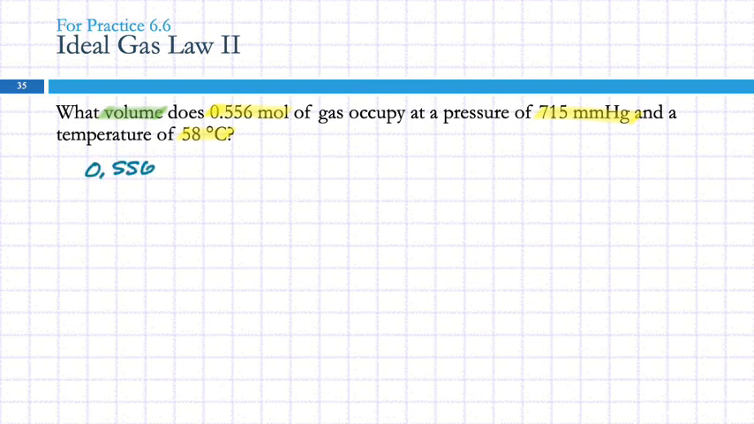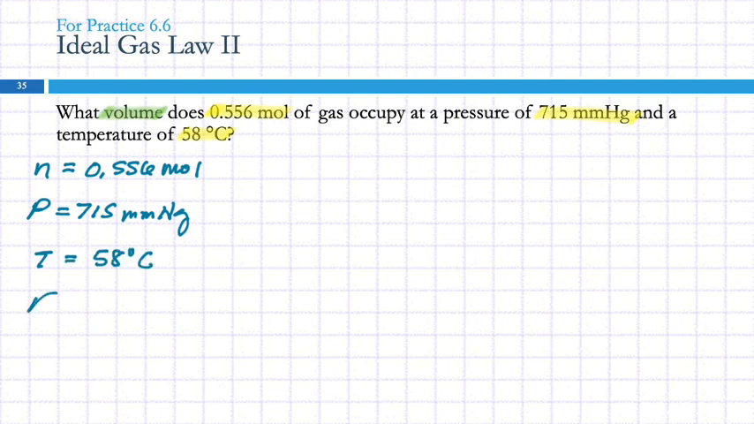So 0.556 moles of gas. They don't tell me what that is, right? But moles, that's the amount of gas in moles, that's what we call n. And then they do come out and say that this is the pressure, 715 millimeters of mercury. And the temperature is 58 degrees Celsius. And then the other thing we're going to need is the ideal gas constant.